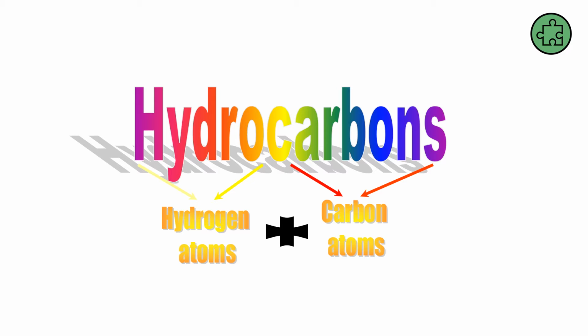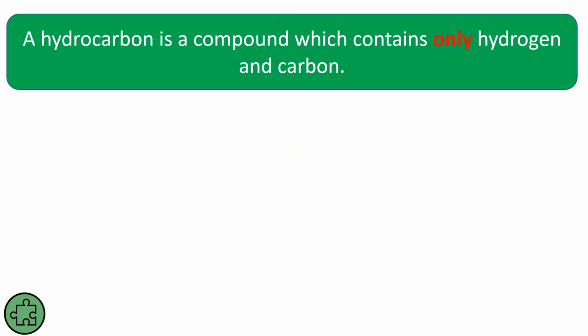So the word hydrocarbon comes from hydrogen and carbon, and literally it means a substance that only contains hydrogen and carbon, and you need to know that the word 'only' is important. Many substances contain hydrogen and carbon. Hydrocarbons contain only hydrogen and carbon. Okay, so there's your definition there: only hydrogen and carbon.